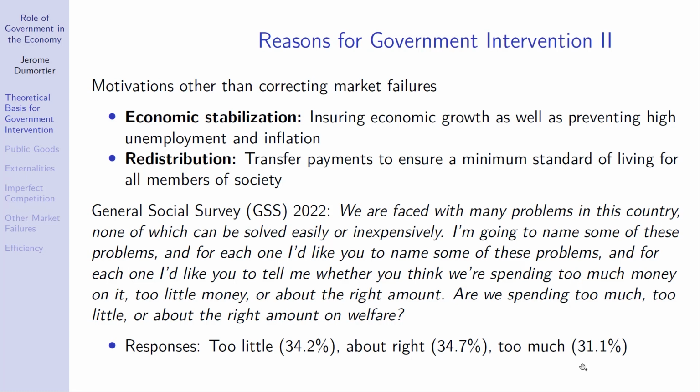To illustrate that the answer to that is actually not clear, I have taken a question from the General Social Survey of 2022. The General Social Survey, for those who do not know it, is an annual survey measuring social trends in the United States. This particular question is the following: we are faced with many problems in this country, none of which can be easily or inexpensively solved.